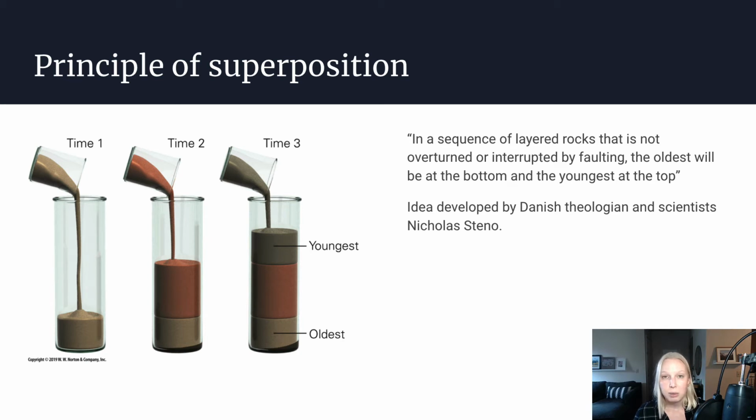If you were to walk up to an outcrop and see a sandstone followed by a shale on top, then you would know intuitively that the sandstone had to have been older. As long as those rocks, again, haven't been overturned, they haven't been folded over, which does happen, and they haven't been interrupted by any faulting.